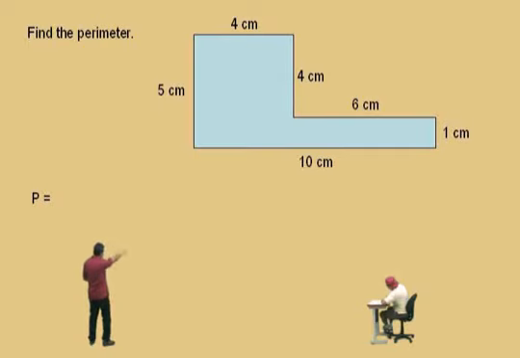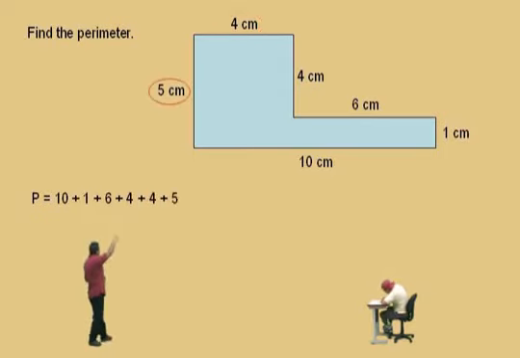We'll move around from the bottom. We'll put the 10 there, and then we'll put that 1. And we'll put the step, which is 6. And then we got that 4 there. And then we have the 4 on top coming across. And then we'll come home with that 5. So we went all the way around the shape. And don't forget to put your units. Your units are centimeters.